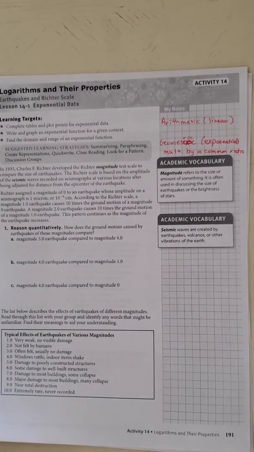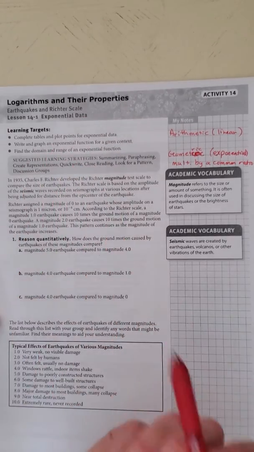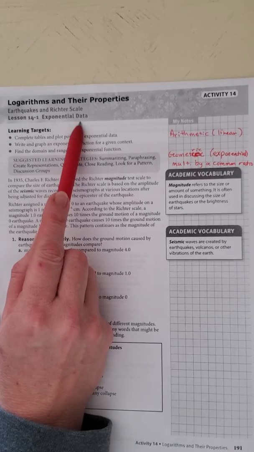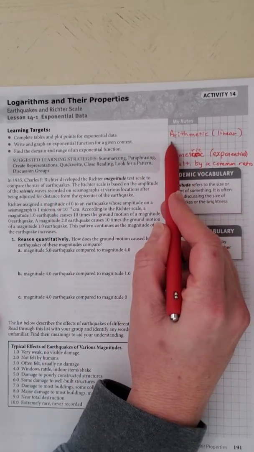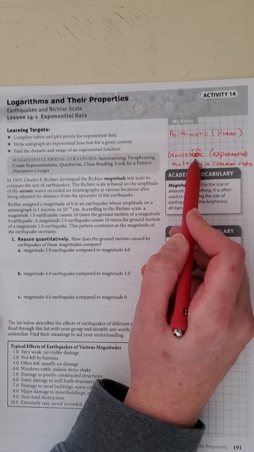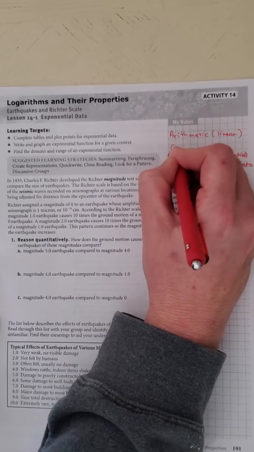All right, we are beginning a whole new unit, logs and their properties. And so we're going to start off with lesson 14-1, exponential data. And so in the very beginning of the year, we had arithmetic and geometric sequences and series. I apologize for my spelling here. Let me fix this. This is geometric.